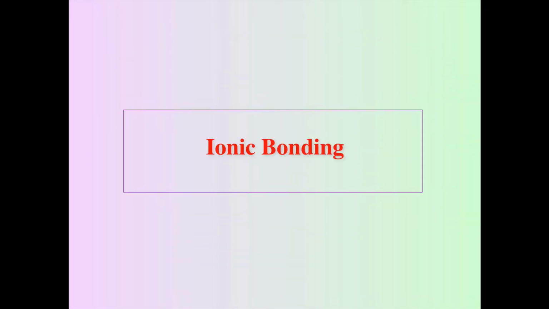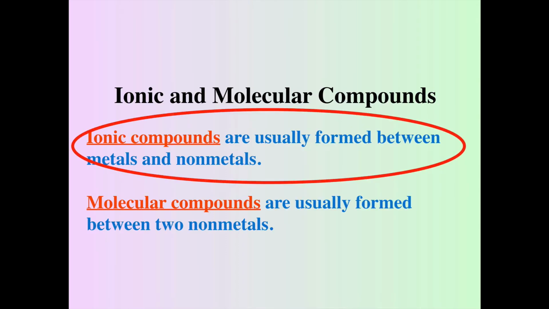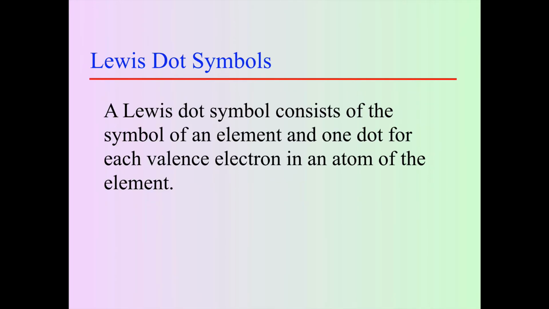So one way to lower potential energy between the atoms is to have a transfer and then an electrostatic attraction. It's usually between metals and nonmetals, right? So we've done this before, right? Metals lose electrons in chemical reactions to the nonmetals.